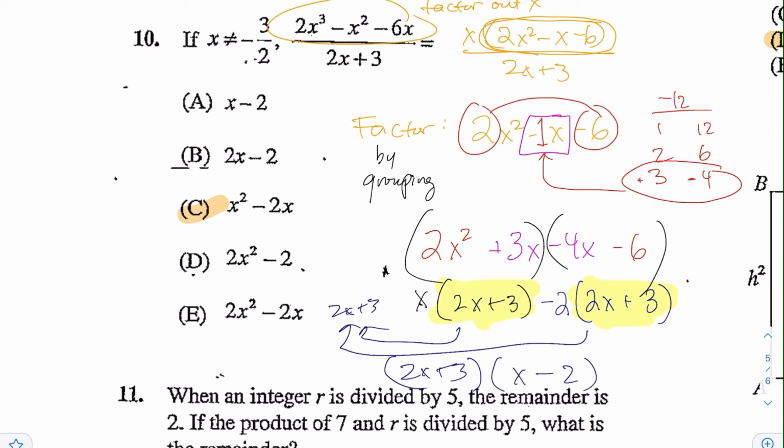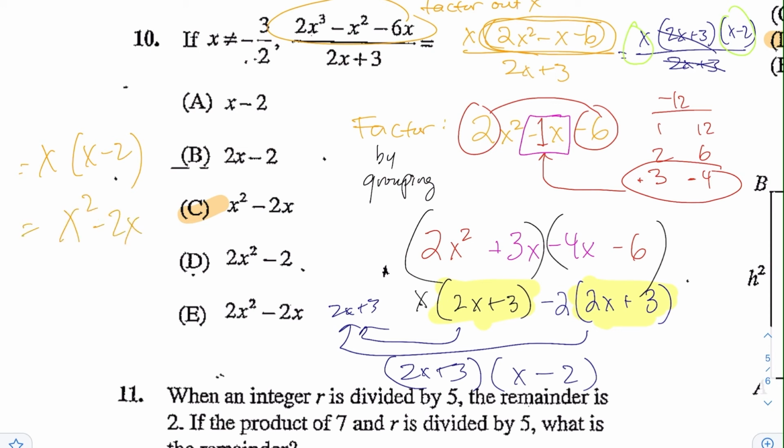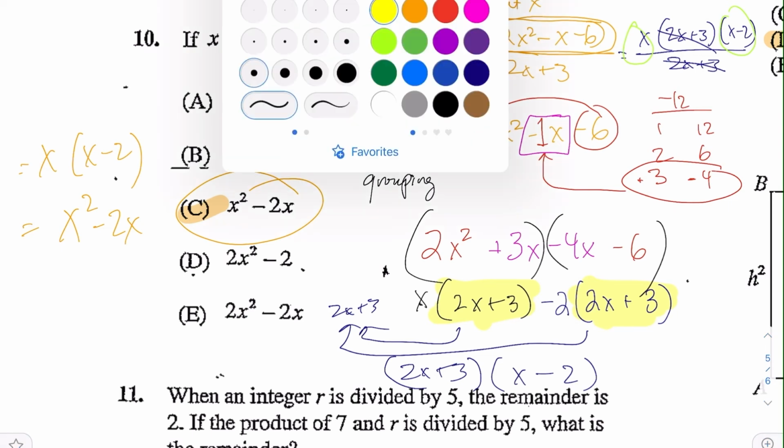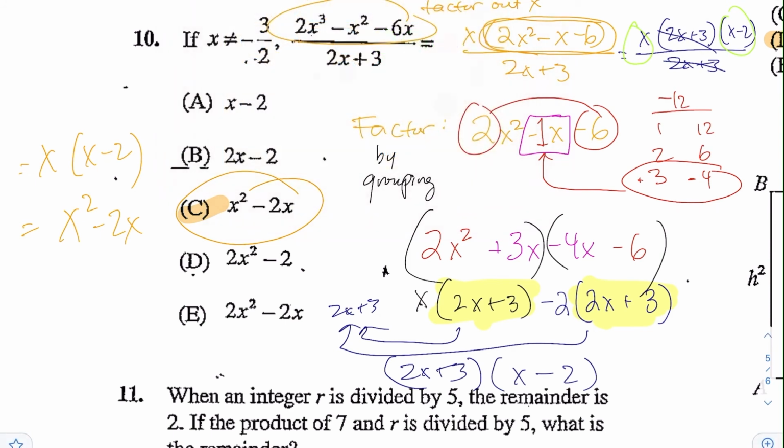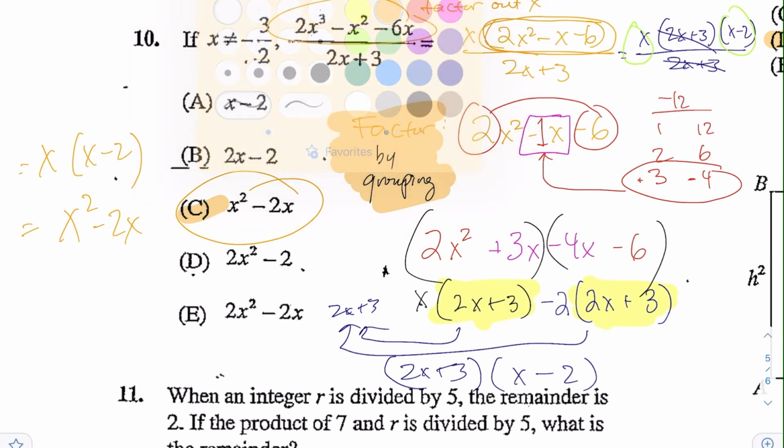So when you go back to the original, you have x times (2x plus 3) times (x minus 2), and we divide by 2x plus 3. The middle terms will cancel out. So you just end up with x times (x minus 2), and x times (x minus 2) is equal to x squared minus 2x, choice C. So here the key was to do a strategy called factor by grouping, and just a couple of key steps that you have to take if the coefficient of the x squared term is not equal to 1.